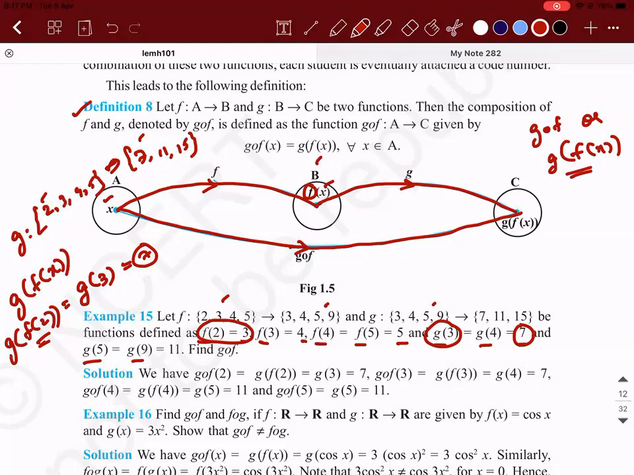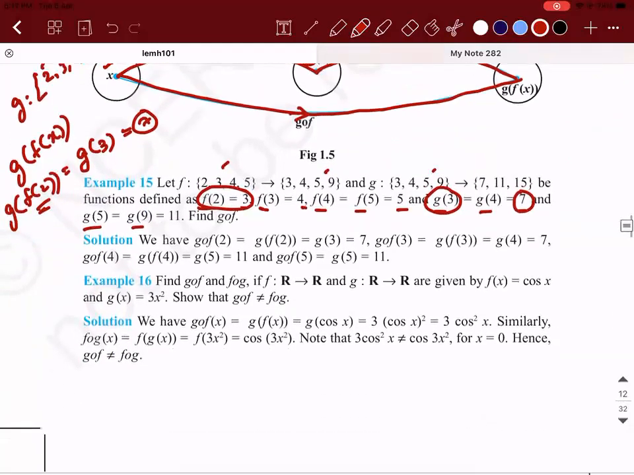Okay. Now see. I hope no one has doubt in this. Going to the second one. Example number 16. Find g circle f and f circle g if f is a function mapped from real number to real number and g is also a function mapped from real number to real number given by f of x is equal to cos x, g of x is equal to 3x square. And they're asking you to prove that g circle f is not equal to f circle g.